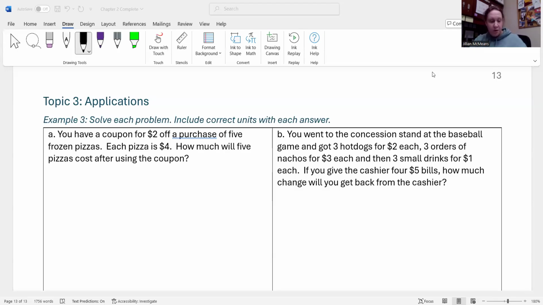Okay, for topic 3, we're going to look at applications, which by now we know generally means word problems. Okay, so example 3 says, solve each problem, include correct units with each answer.